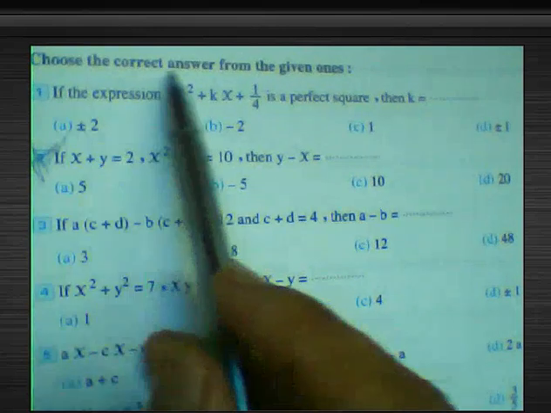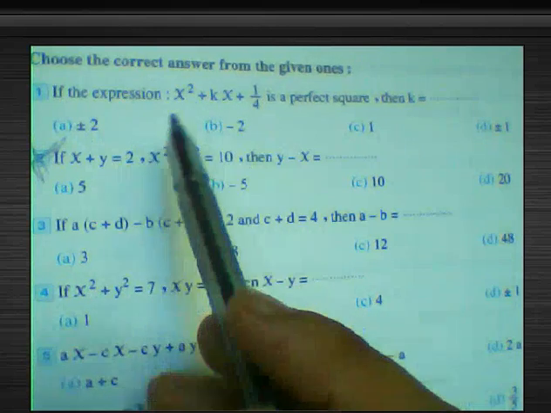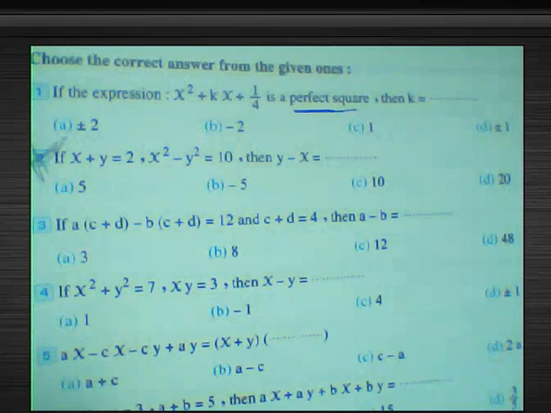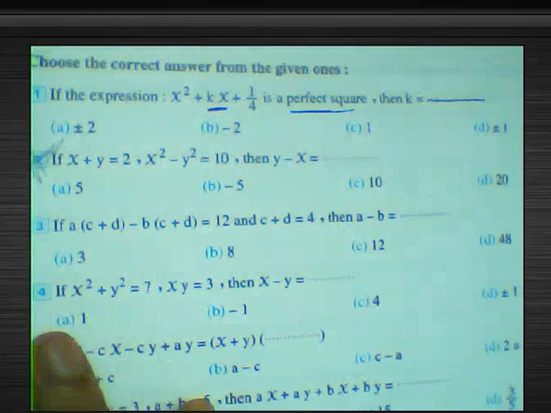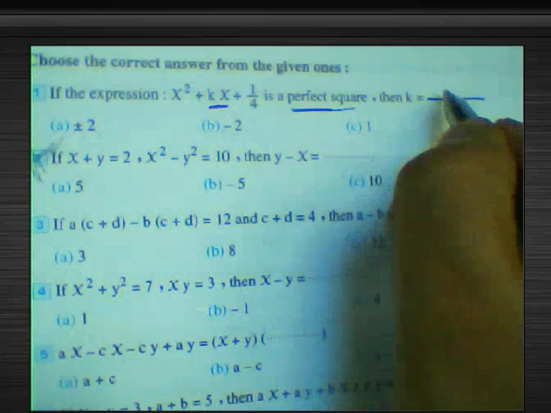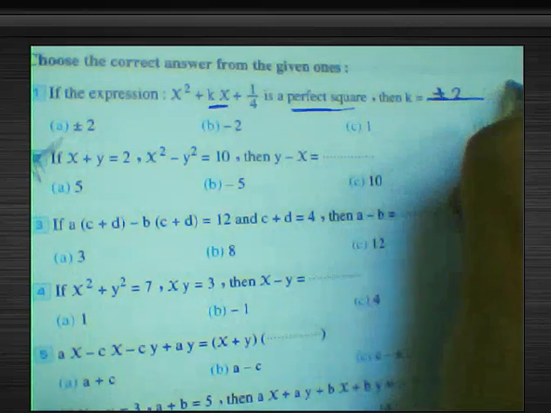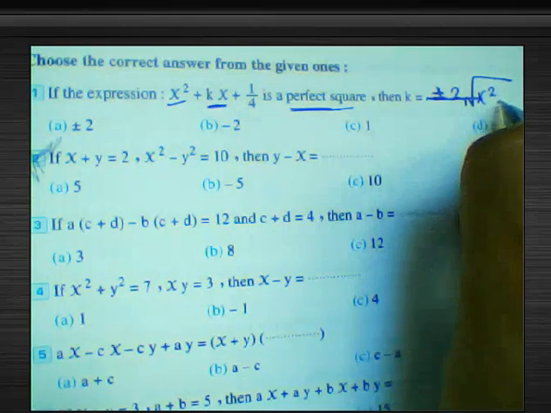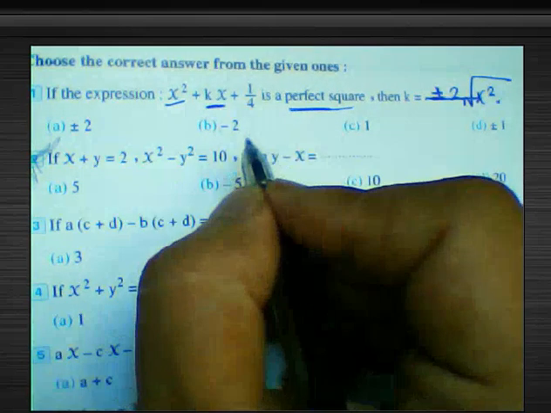Question number 1, choose the correct answer. If the expression x power 2 plus kx plus 1 over 4 is a perfect square, then k equals blank. We know k is the middle term. If we want to find the middle term of a perfect square, we must find positive or negative 2 times the square root of the first term, x power 2, multiply the square root of the third.